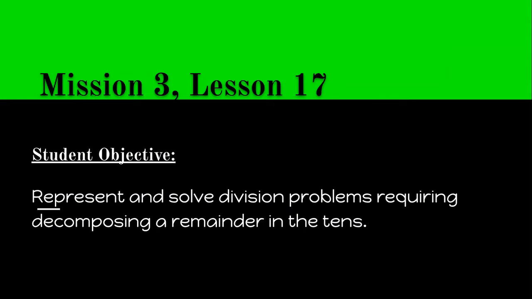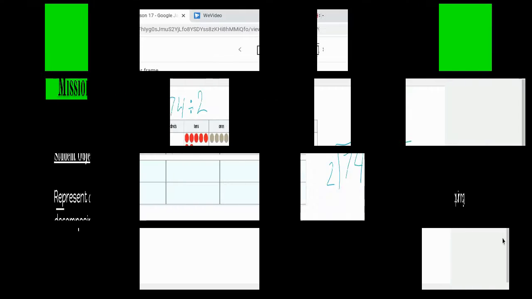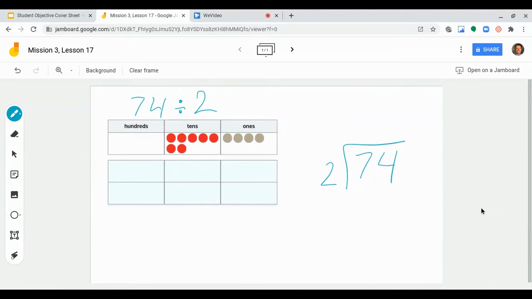Our student objective for this lesson is to represent and solve division problems requiring decomposing a remainder in the tens. Okay, so we're still working on division, and we're going to see what happens when we have a number in the tens place and it doesn't evenly divide into the groups, and what we do from there. So let's take a look at an example of one of these types of equations.